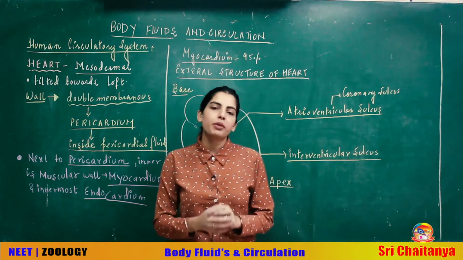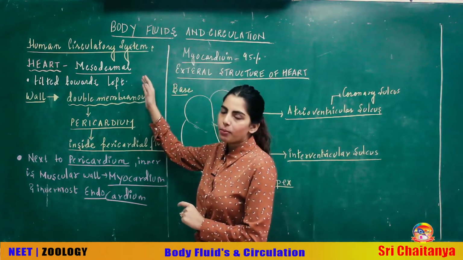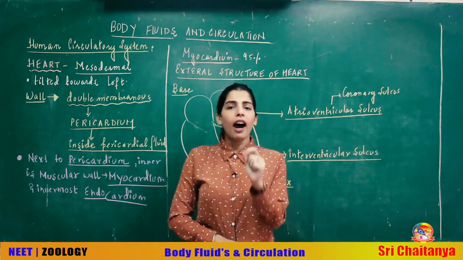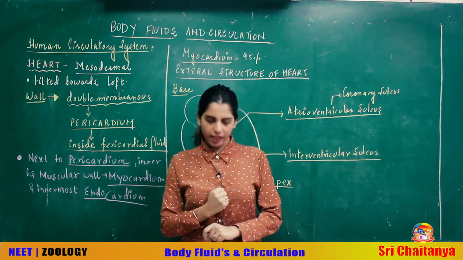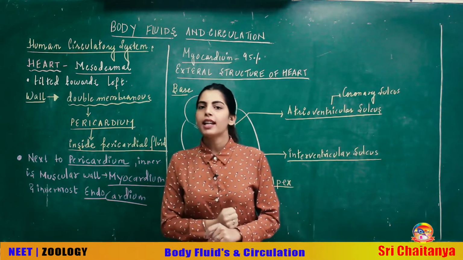First of all, I have given you some information regarding the heart. I have written that the heart is derived from mesoderm. And the heart is slightly tilted towards the left. If you see in the thoracic cavity, it is present slightly tilted towards the left.